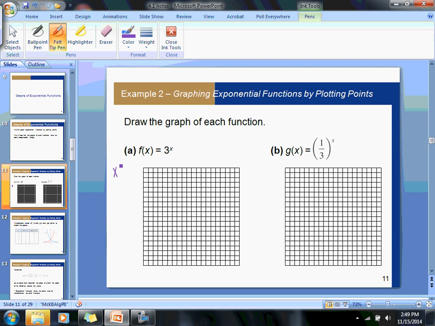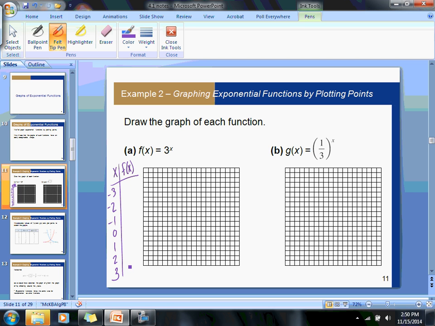So if we have x and f of x here, I'm going to make a table of values. So you're going to go to your calculator and put in y equals 3 to the x, and then go to your table of values. You want some negative values and some positive values. So let's just go from -3 to 3. And that's just a good rule when you're dealing with exponential functions, to take some negative and some positive values.